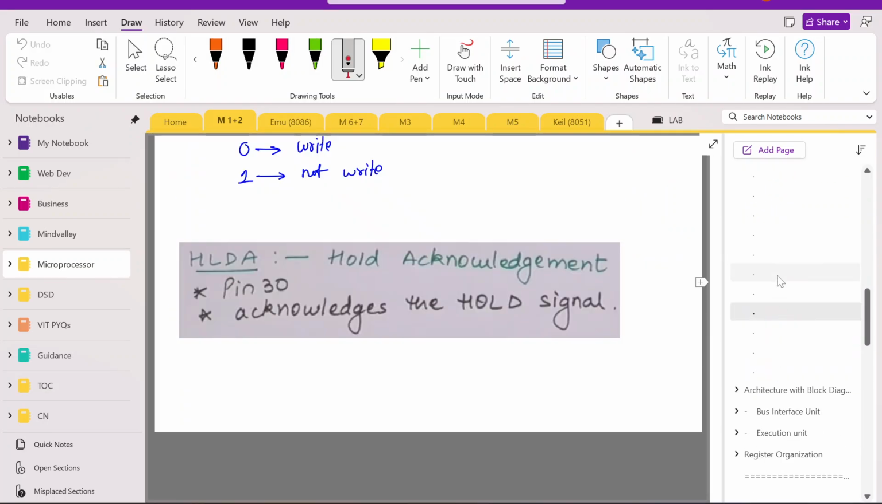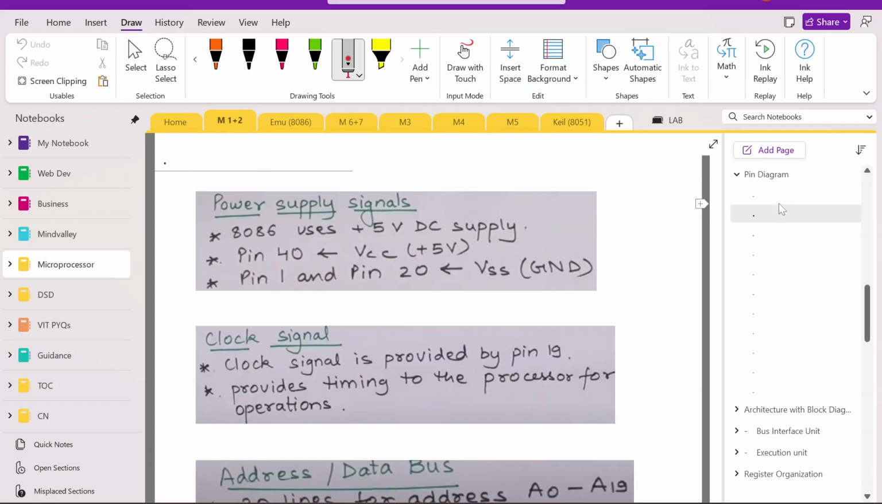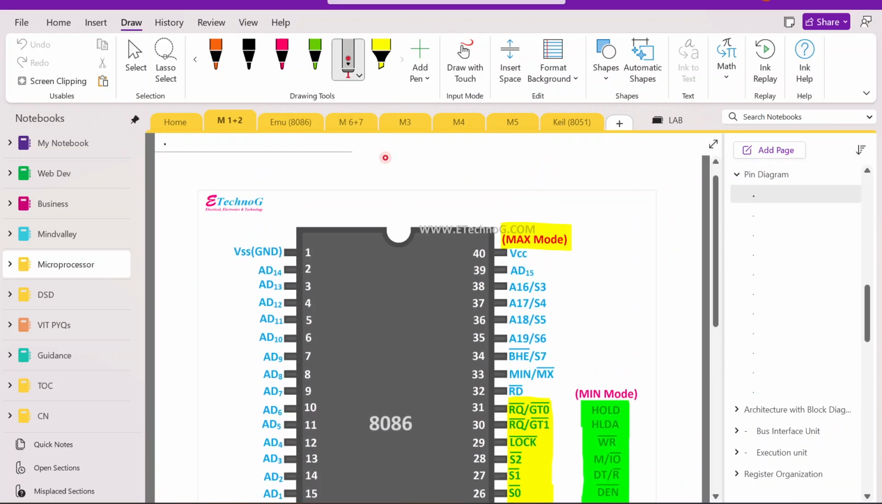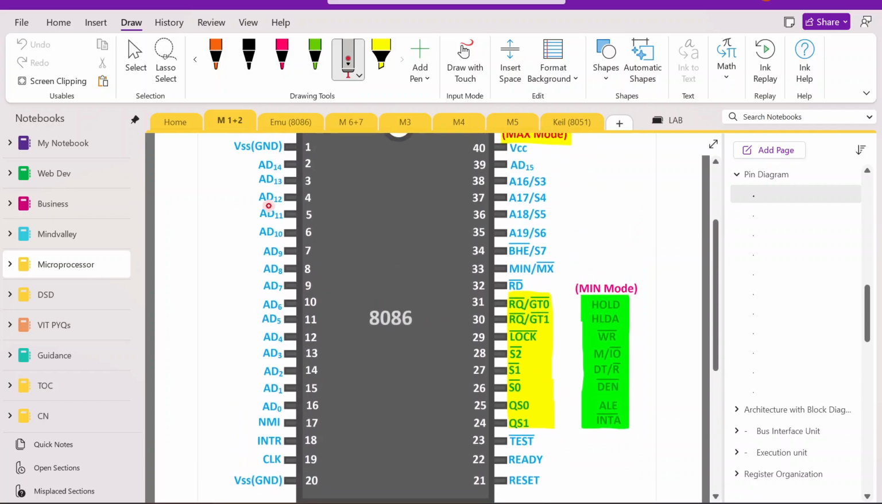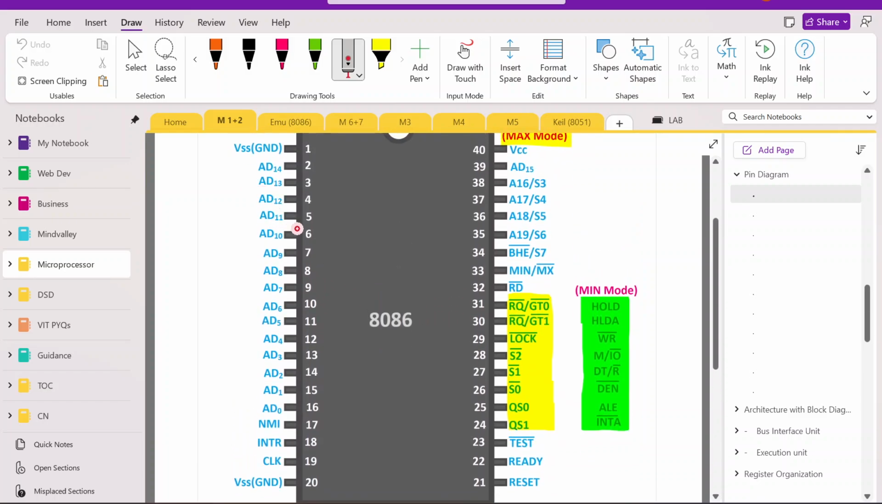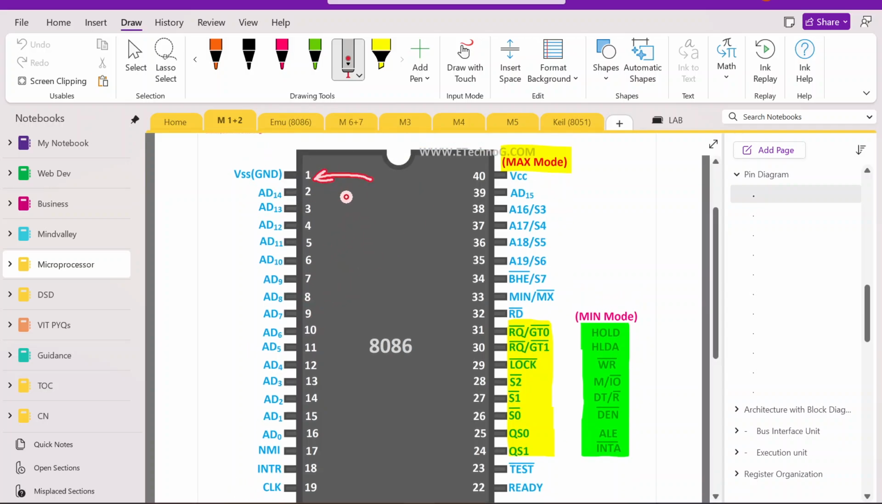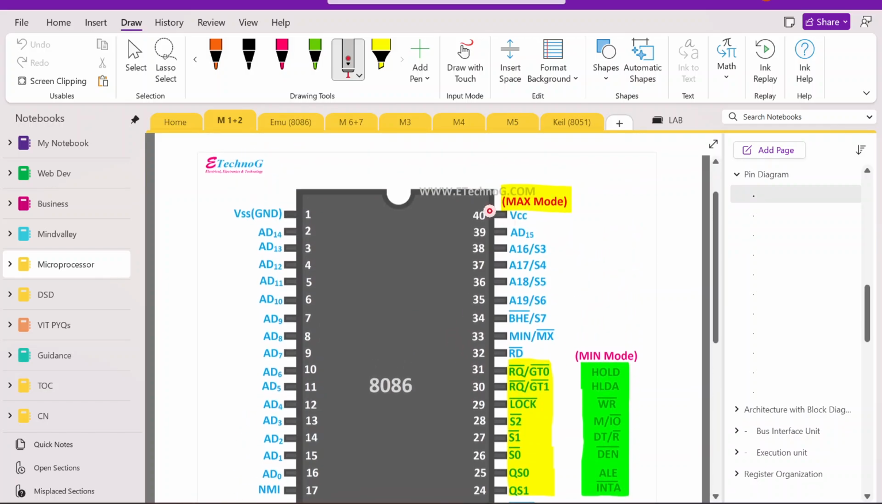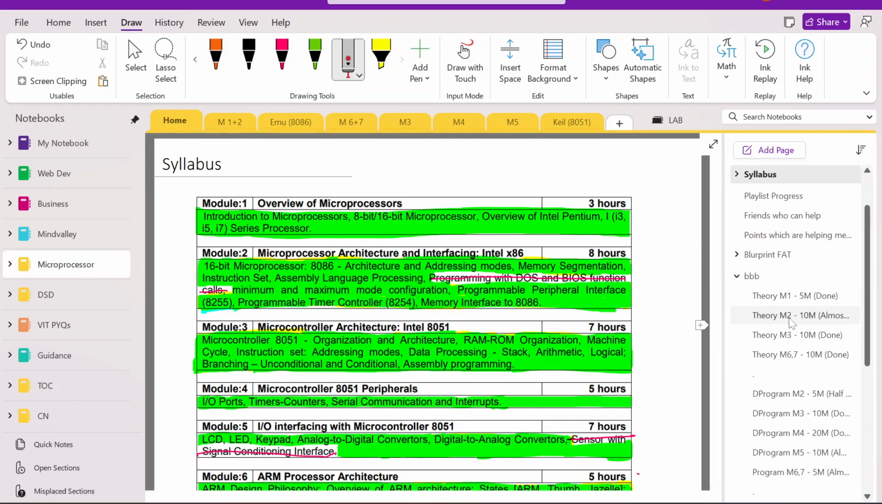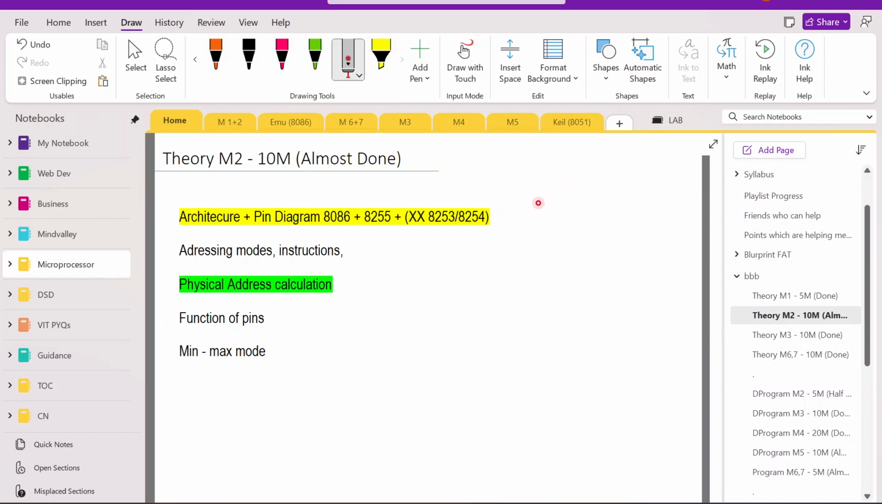Give me some time. It has 46 pins, if I'm not wrong. So this is the diagram, and these pins are used for various purposes. Don't worry, you don't have to remember all of this, and not this diagram exactly, like which pin is at which position. But you do need to remember the full forms, like the full form of INTA and its function.